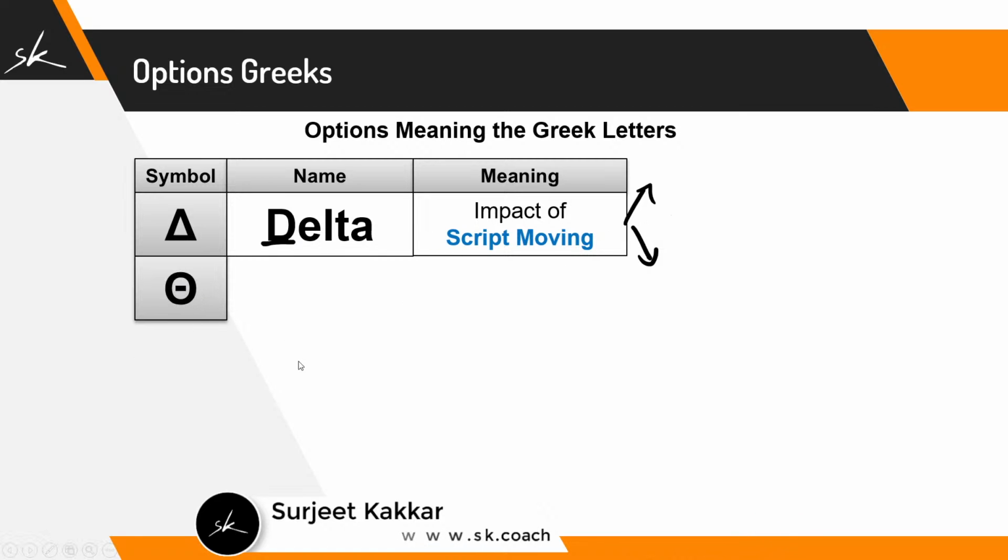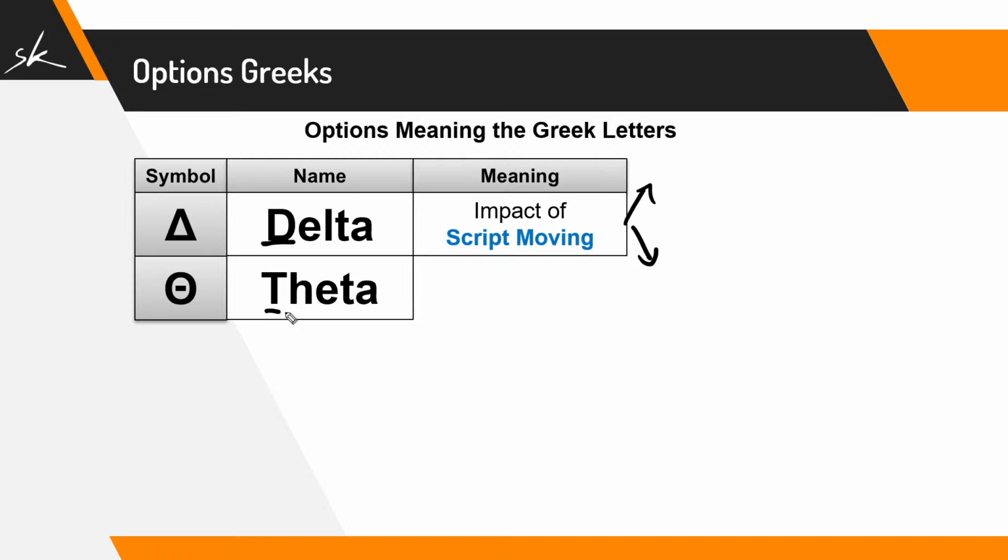Similarly, the second one, this is the symbol. This is called theta. T stands for time. So theta basically tells you the impact of time passing. So as and when the time is passing, because we know the options contracts have a certain expiry date, every day, one day is passing. So by passage of one day, how much will the option value be impacted? That is what is dictated by theta.